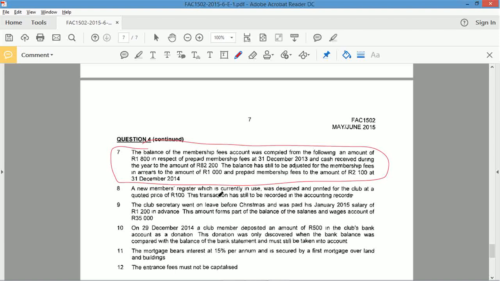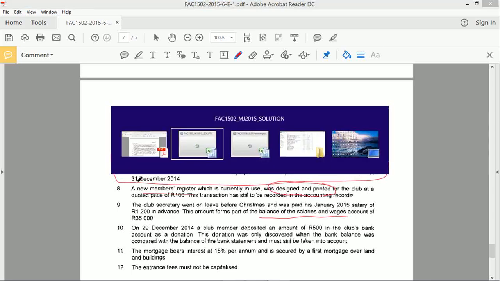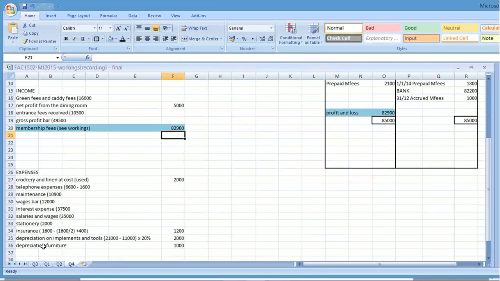A new members register which is currently in use was designed and printed for the club at a quoted price of 100. The transaction is still to be recorded in the accounting records. You could record it as stationery or as a separate balance. It's designed and printed for the club at a quoted price. So new members register, I'm going to keep it separate. It probably could be classified as stationery, but I'm going to show it as a separate 100 Rand.